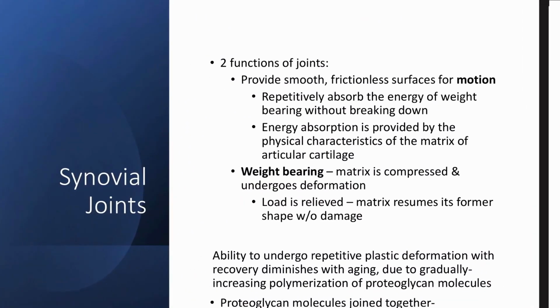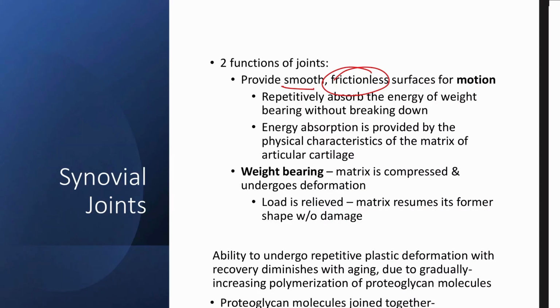So the joints we have provide, again, smooth, frictionless surfaces for motion. When you start cracking that articular cartilage, it's like having sandpaper exposed. And when that joint starts to move, it can rub against that rougher surface and cause pain in that joint, which will then cause inflammation. When that articular cartilage is nice and clean, slick and white, you don't have any friction, no pain. Energy absorption is provided by the physical characteristics we talked about.